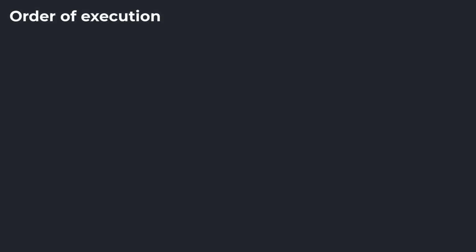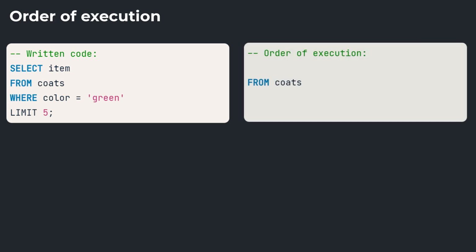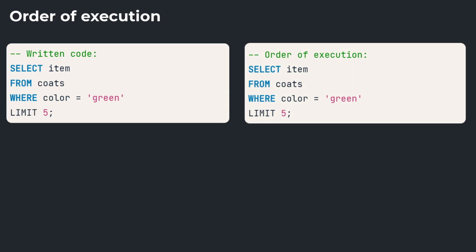A final note on using where. Similar to limit, this clause comes after the from statement when writing a query. If we use both where and limit, the written order will be select, from, where, limit. However, the order of execution will now be from, where, select, limit. Thinking about the coats in our closet, we go to the closet we want to get the coat from, find where the green coats are, and select 5 of them.